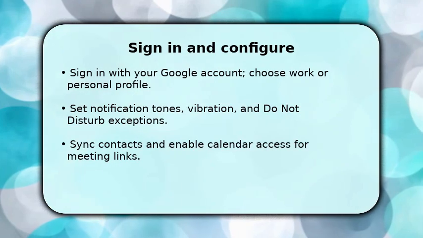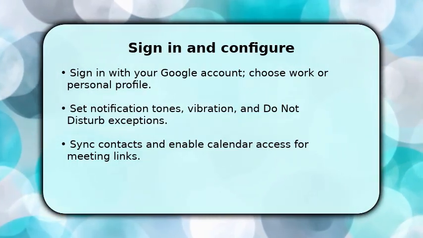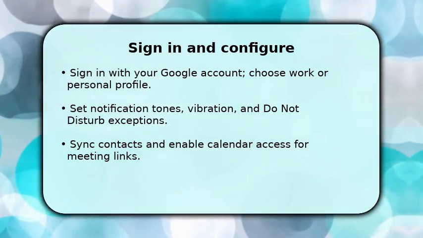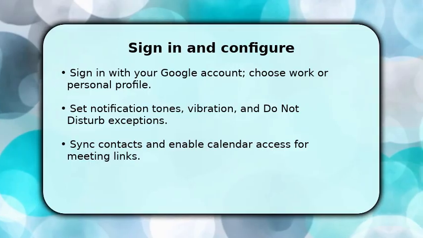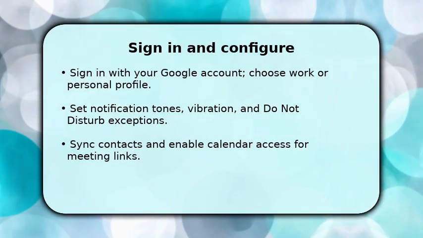You sign in using your Google account and choose the correct profile if you have multiple accounts. Once in, tap Settings to adjust notifications. Pick tones, enable vibration, and set Do Not Disturb exceptions so urgent messages still reach you.